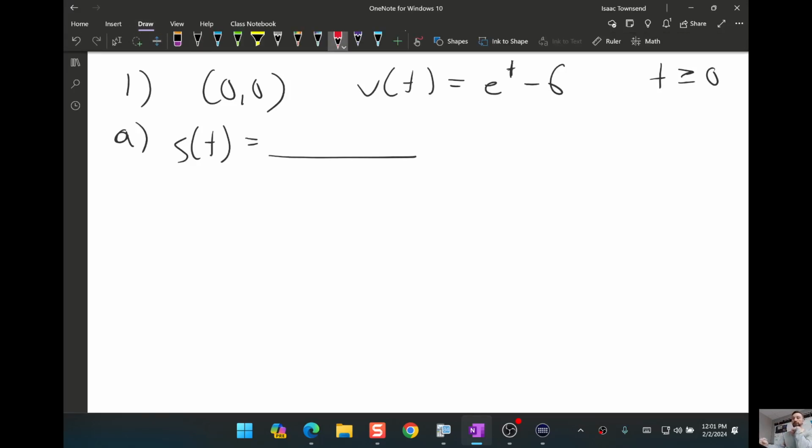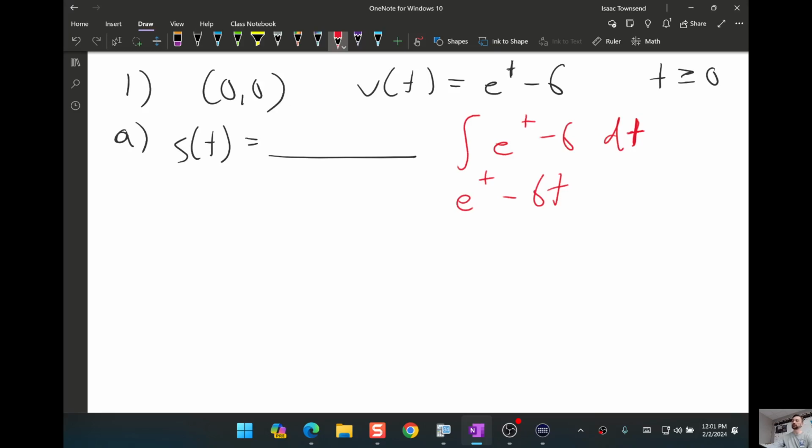Okay, so what does your gut tell you? How do you go about finding this? Take the antiderivative. Okay. If you integrate velocity, you go back to position. So the thing that you can take the derivative of to get e to the t would be e to the t. The thing you can take the derivative of is 6. Would that be 6x or 6t? 6t. Okay, how do you know that? Because we're taking the integral in terms of t, and if it had been 6x, then we would have been 6x prime, the integral, yes.